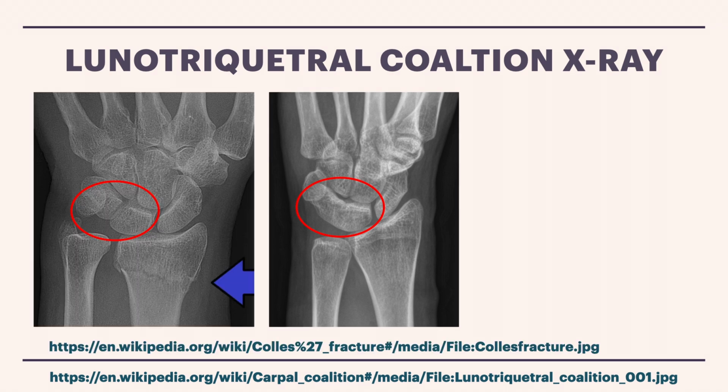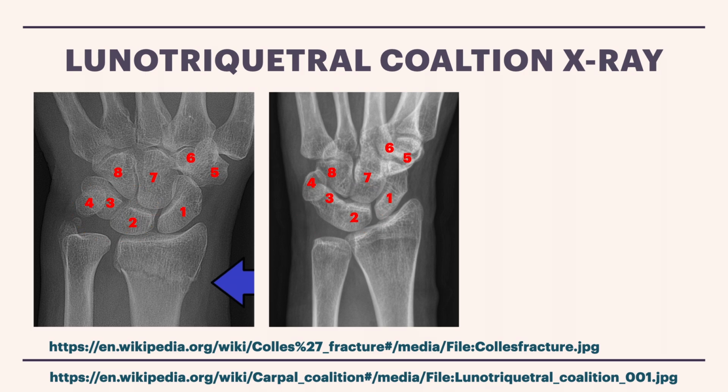The x-ray to the left here is of a different person, and it clearly shows within the red circle that there are 2 bones, the lunate and the triquetrum. This x-ray is actually of a distal radius fracture, and the blue arrow shows where that fracture is. But nonetheless, the lunate and the triquetrum are separated by a small black space. The arrows in this slide depict exactly where that black line is.